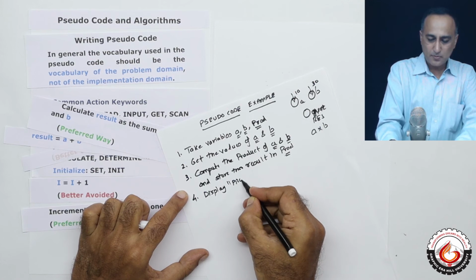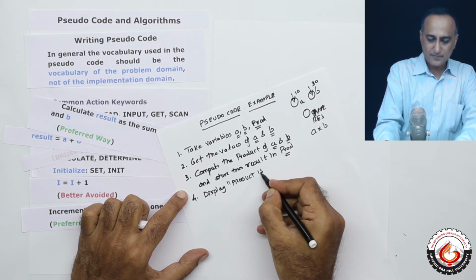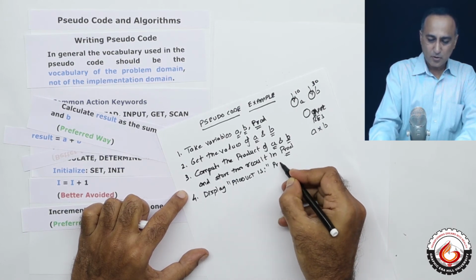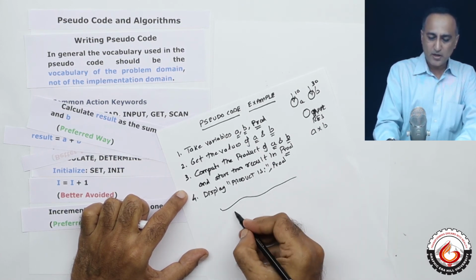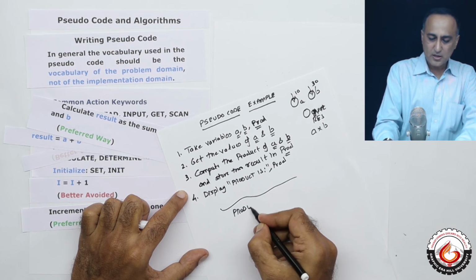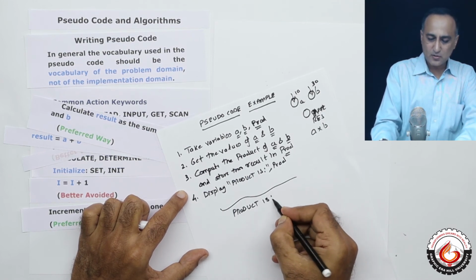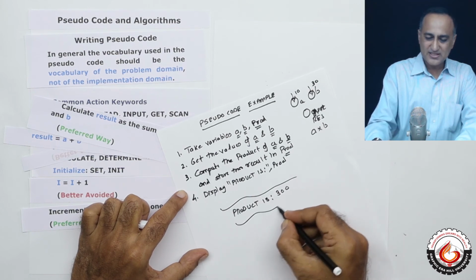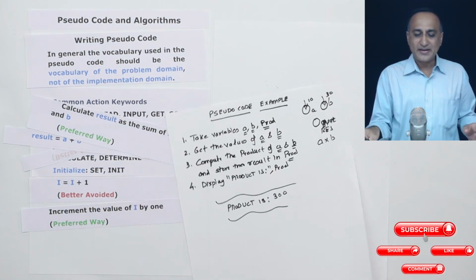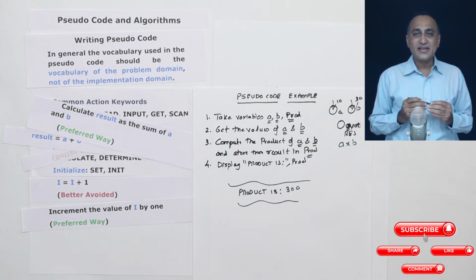I'm going to say product is prod. So on the output screen you're going to have a message like this. It is going to say product is colon, and in this case it will print 300. So this is a simple example of writing a pseudocode in an English-like language.